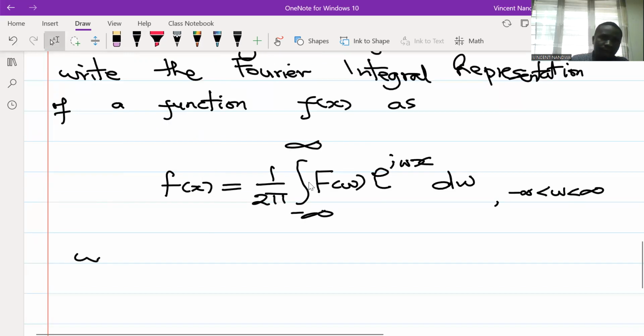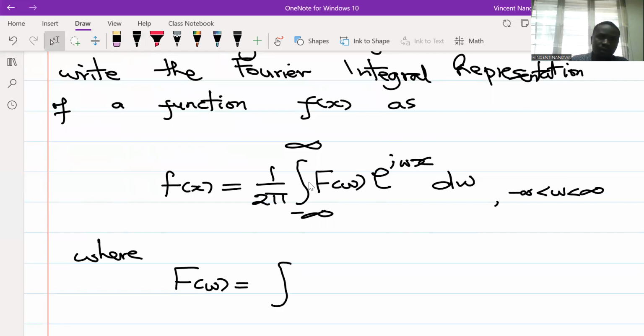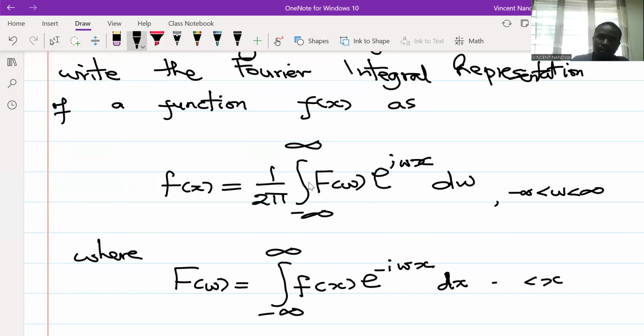where this capital F of omega is given by the integral from minus infinity to positive infinity of f of x e raised to the power negative i omega x dx. And x here lies between minus infinity and positive infinity.